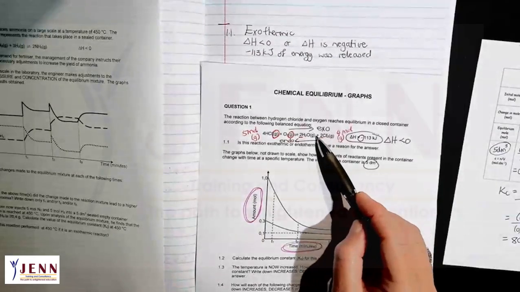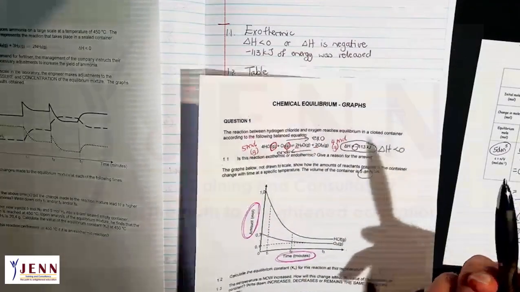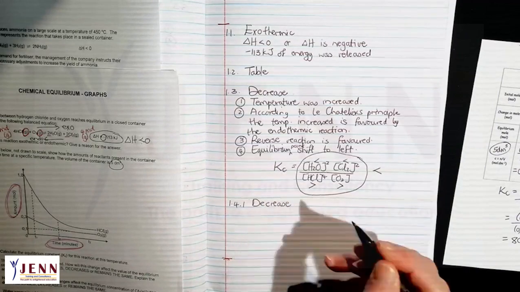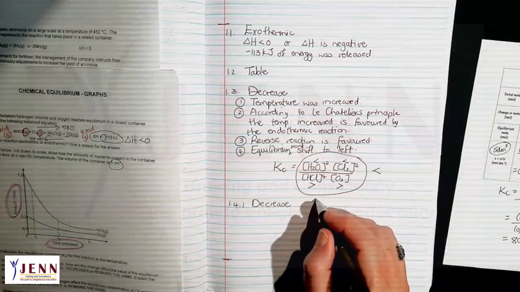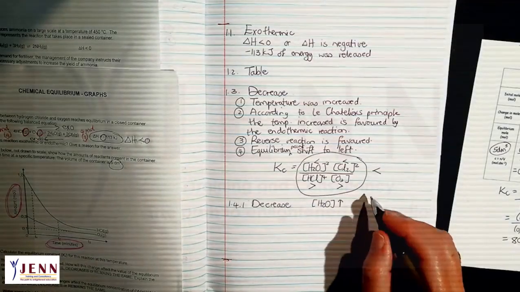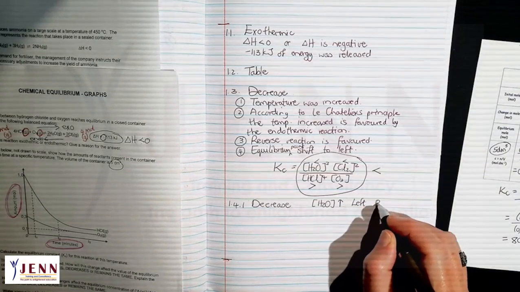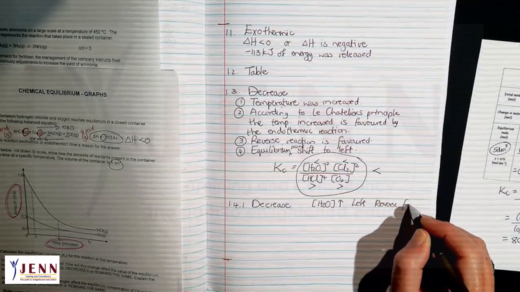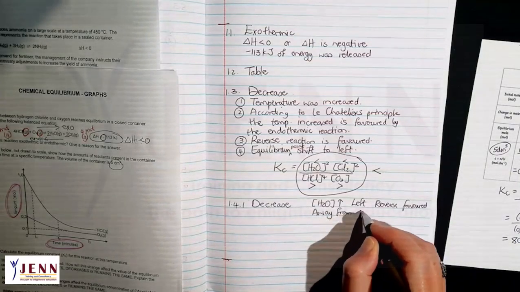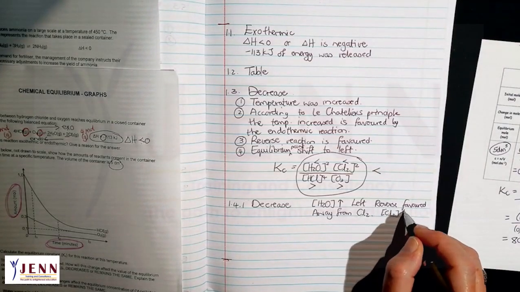It is going away from the Cl2. Because it's going away from the Cl2 will decrease. So this answer will be decrease. Okay, I'm just going to write in very shorthand that the concentration of the water was increased. So that means the shift will be to the left, and the reverse reaction was favored. So it is away from Cl2. So that's why the concentration of Cl2 decreased.